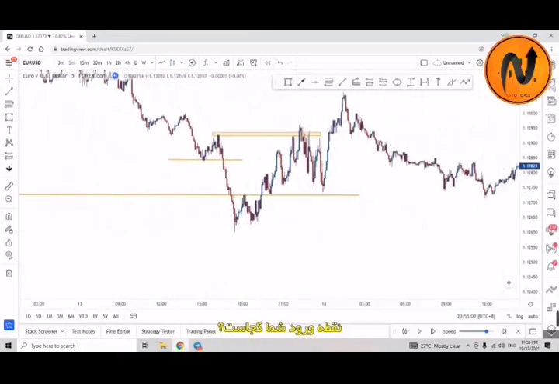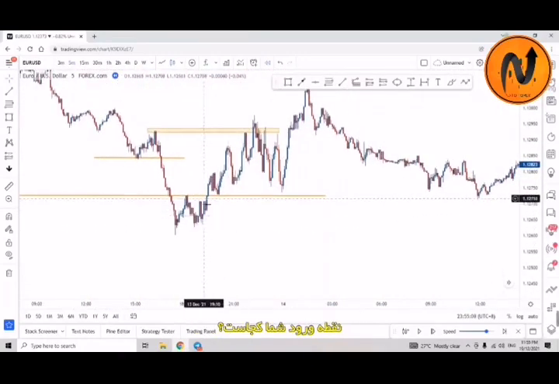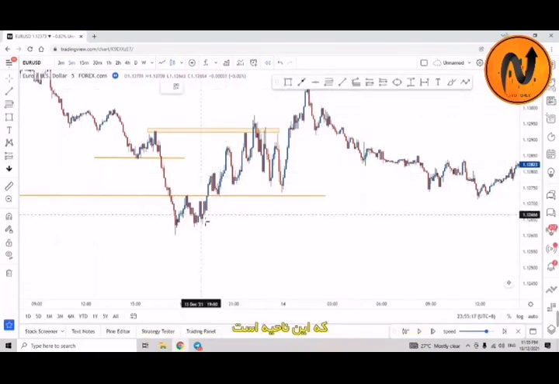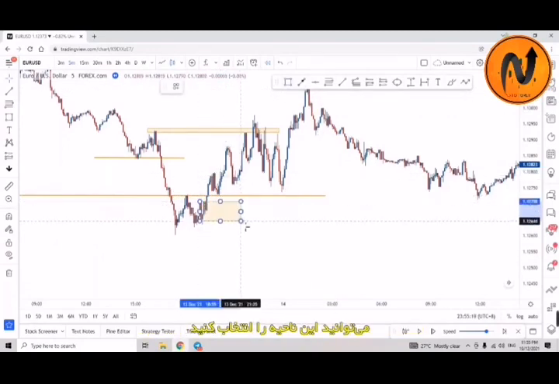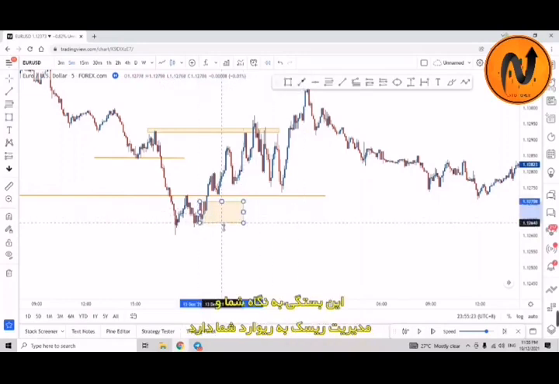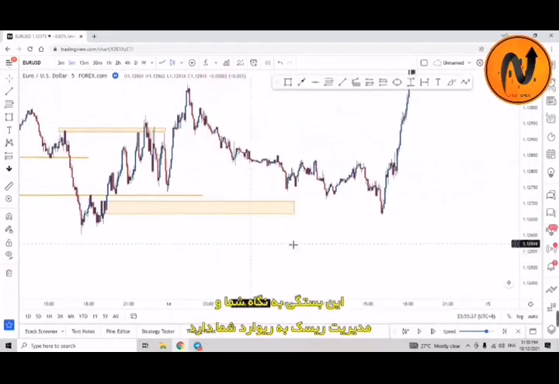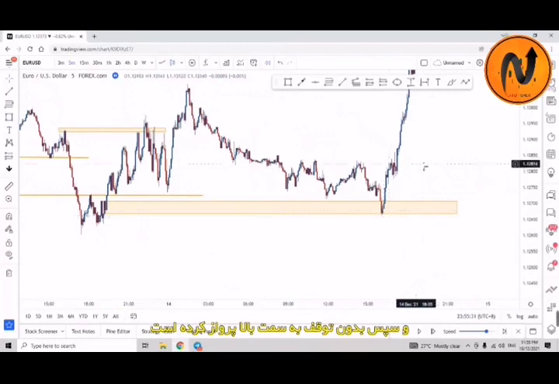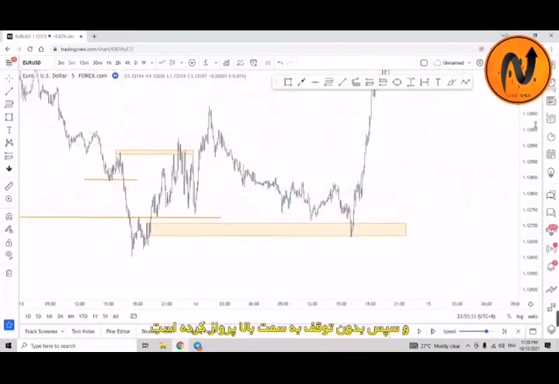So where is your entry point? Definitely there is only one obvious entry point, the fresh zone below the MPL. Where is it? This will be it. You can either place it like this, or you might widen it, depending on your appetite and your risk reward control. So the price came down, it protruded a bit, then it went up. You can see that it flies up.